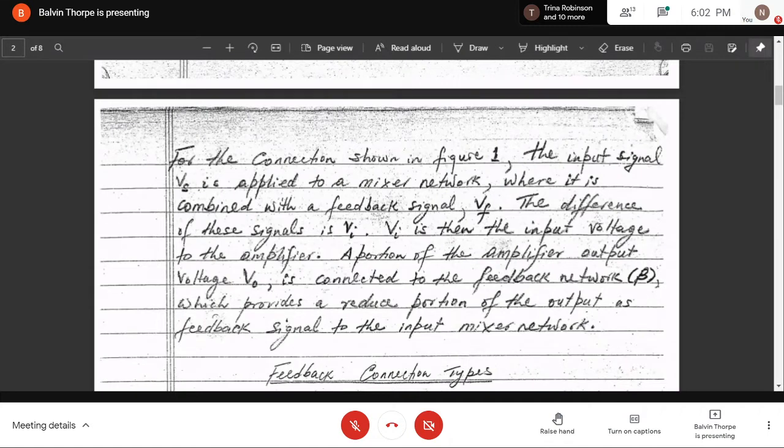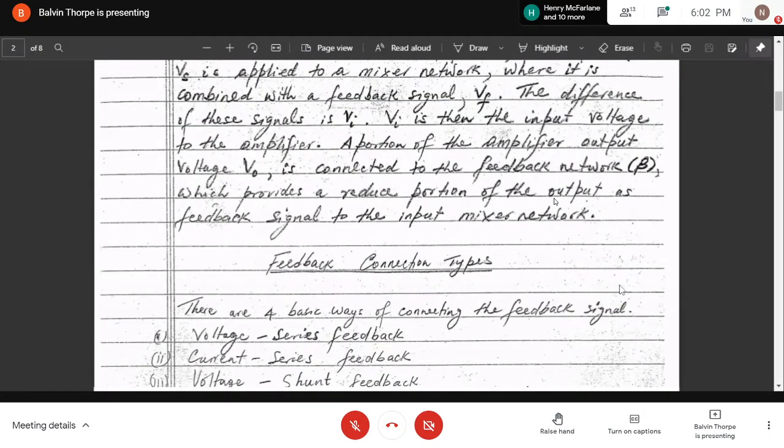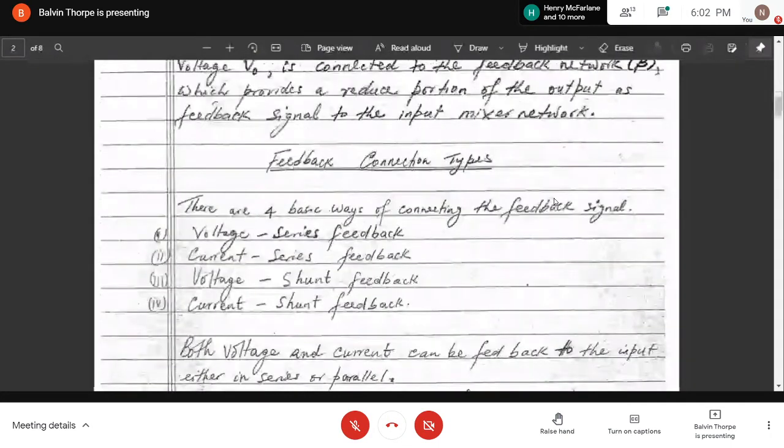But there are different feedback connection types. There are four feedback connection types that we will be looking at. And these are voltage series feedback, current series feedback, voltage shunt feedback, and current shunt feedback.